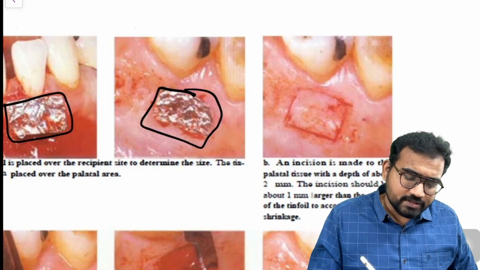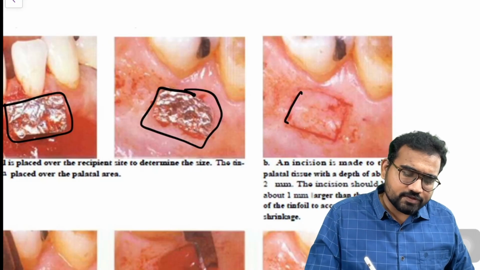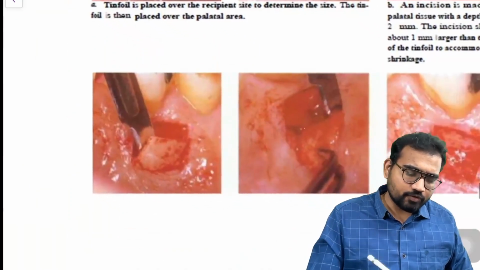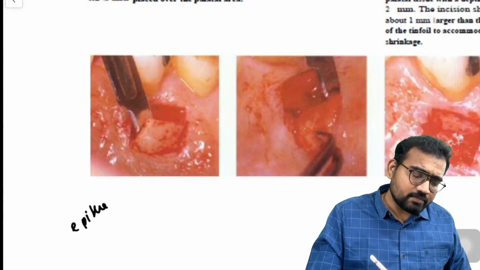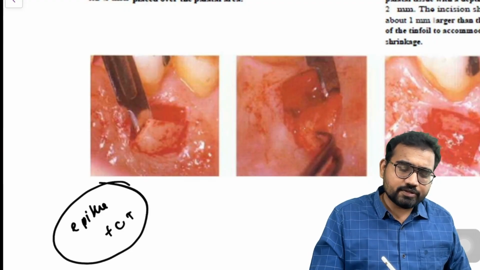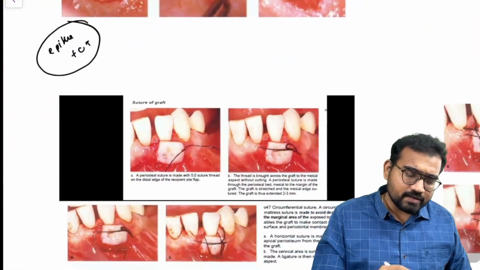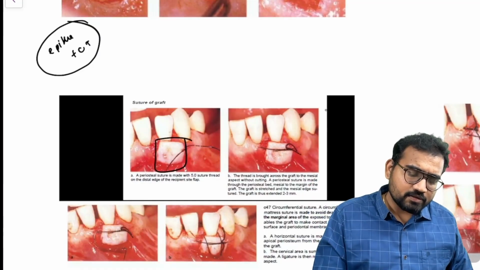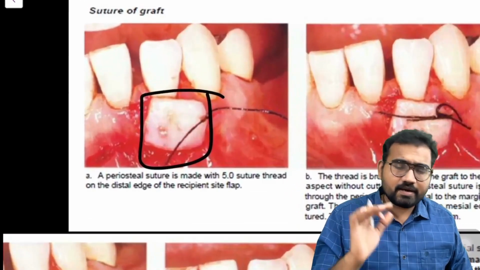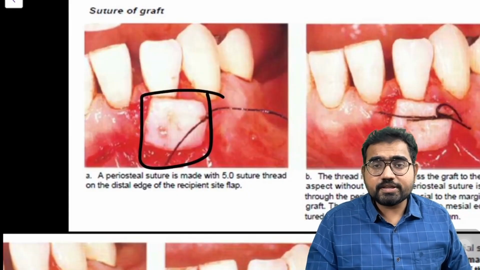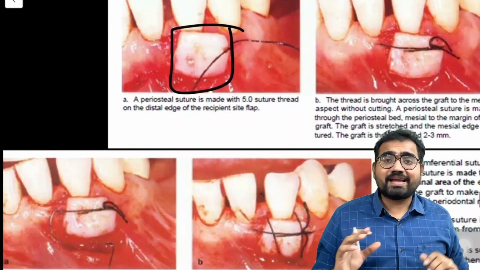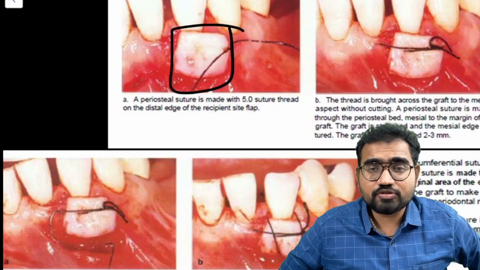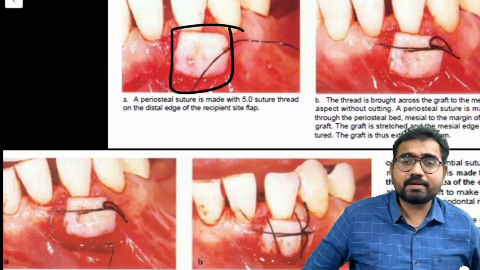Okay, so see here, I have placed a tin foil, I have just marked the area, and I'm going to take the epithelium plus some portion of connective tissue from the palate, right? So I'm going to place it at the recipient side, and I'm going to start suturing. Suturing is very very important for a free graft, because the entire tissue has to be sutured and kept in place for proper results.